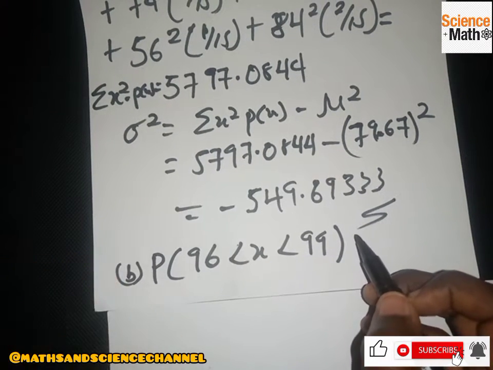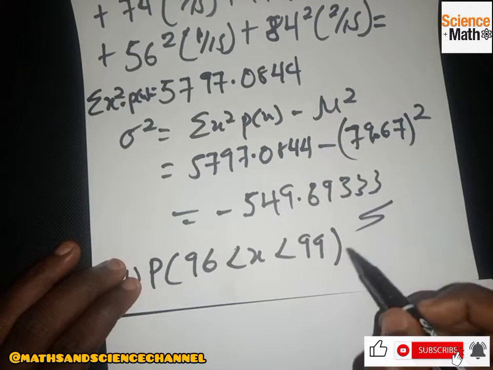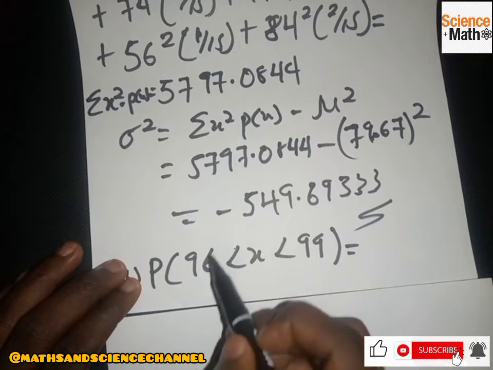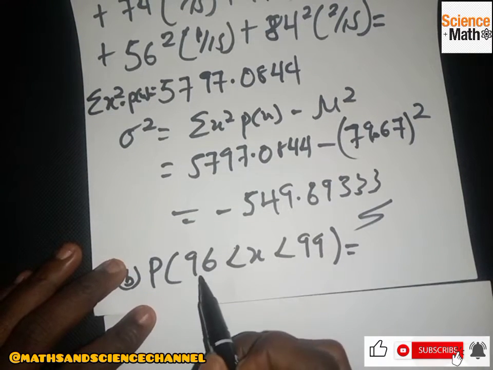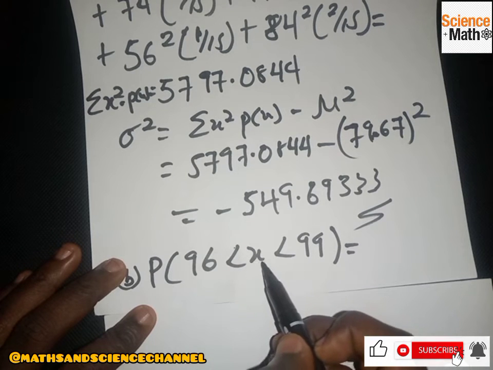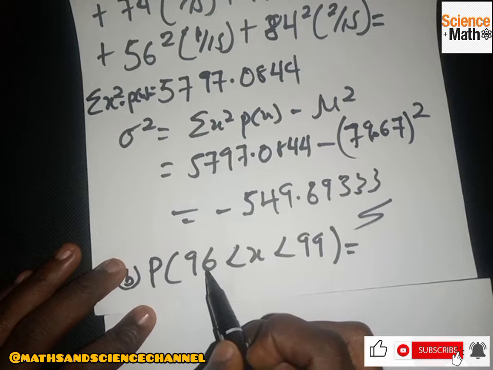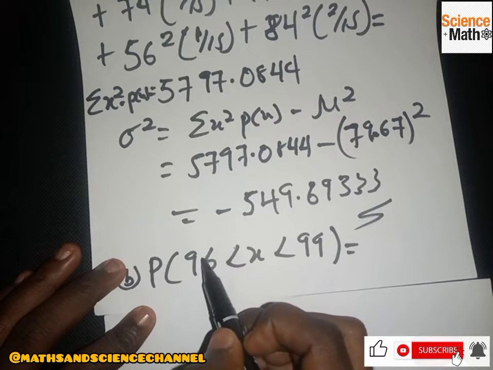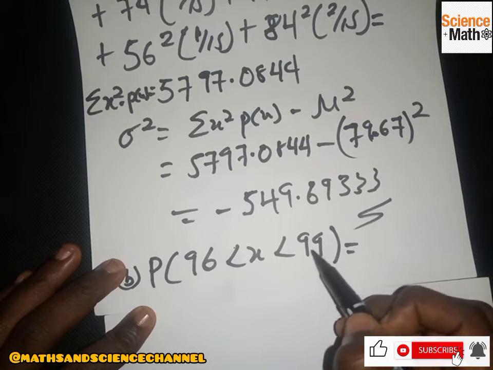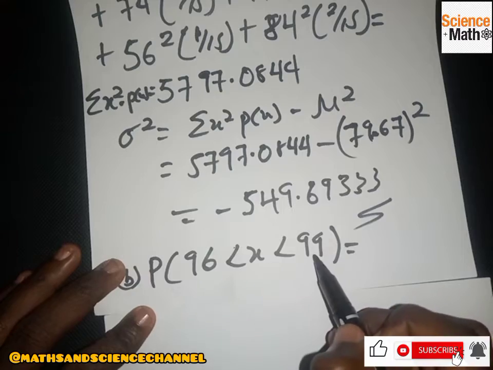Less than 99. So in this case, before we solve something like this, let's try and write out the possible values of x that need to be included. We're saying that 96 is less than s, which is also less than 99. Since it is strictly less than, the probability for 96 is out, and the probability for 99 is also out. So it is in between 96 and 99.